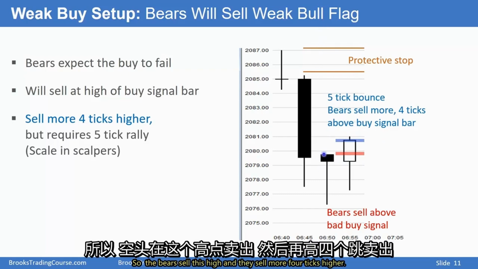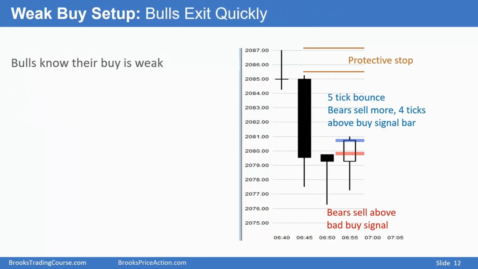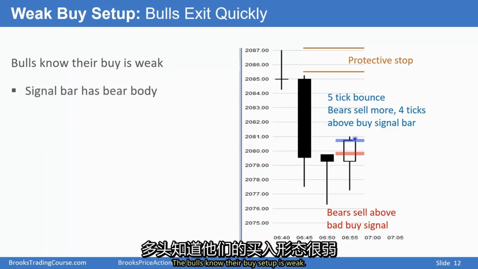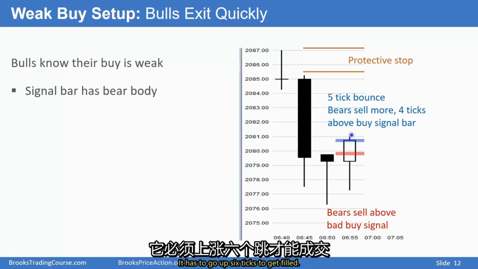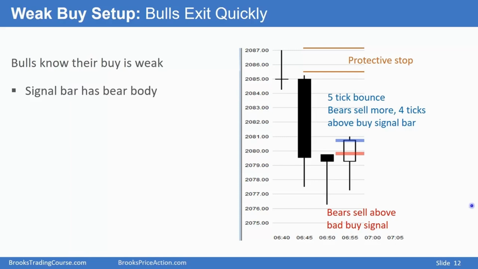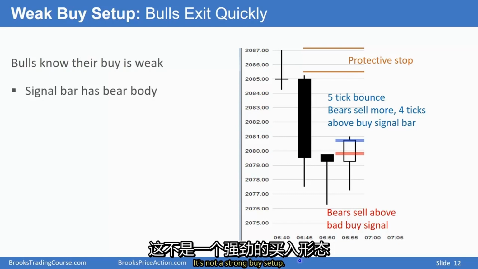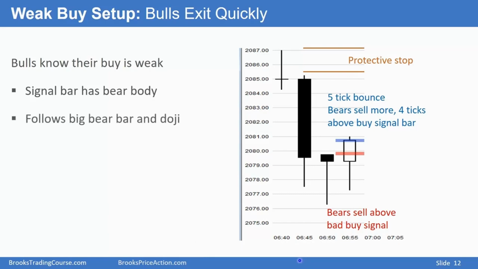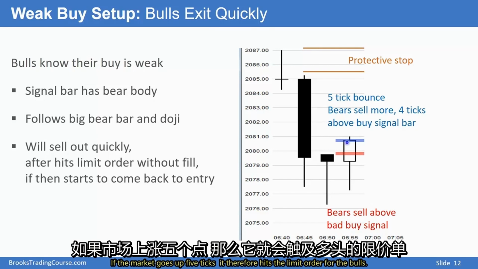So the bears sell this high, and they sell more 4 ticks higher. It has to bounce 5 ticks to get filled. The bulls know their buy setup is weak. A lot of the bulls are simply trying to scalp for 4 ticks. It has to go up 6 ticks to get filled. We have a buy signal bar with a bear body after a very big bear bar. It's not a strong buy setup. Plus it's following a big bear bar. If the market goes up 5 ticks, it therefore hits the limit order for the bulls.